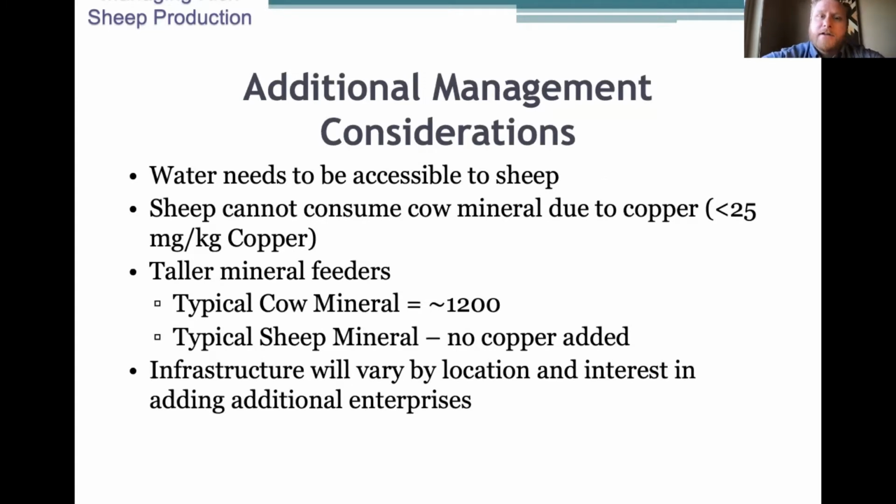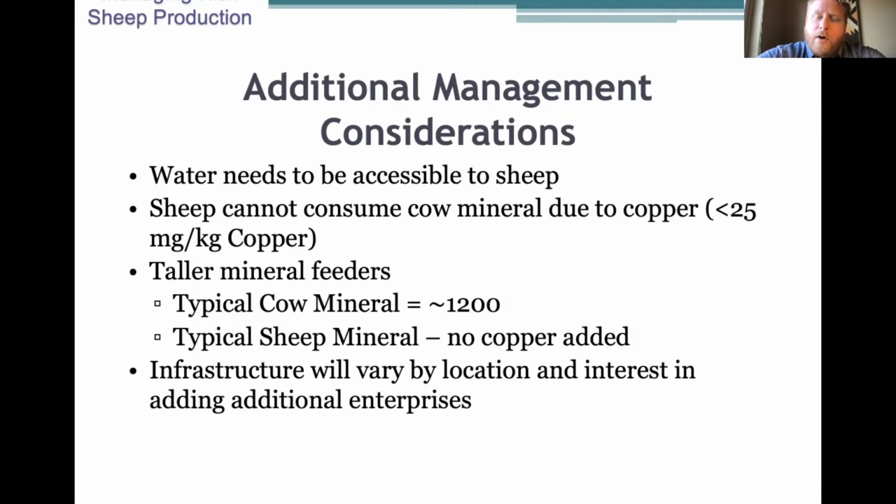Some additional management considerations when adding a sheep enterprise to an existing cattle enterprise will be water infrastructure needs, principally making sure that the water is accessible to the sheep. Also, understanding that some nutritional differences exist, especially when it comes to mineral supplementation. For example, sheep cannot consume cow mineral due to the increased copper that is put into a cow mineral. Oftentimes, this can be overcome in the mineral feeder that is provided, but making sure that sheep, due to their relatively low threshold for copper toxicity, are not consuming a cow mineral is one very specific nuance when adding a sheep enterprise to an existing cattle enterprise.